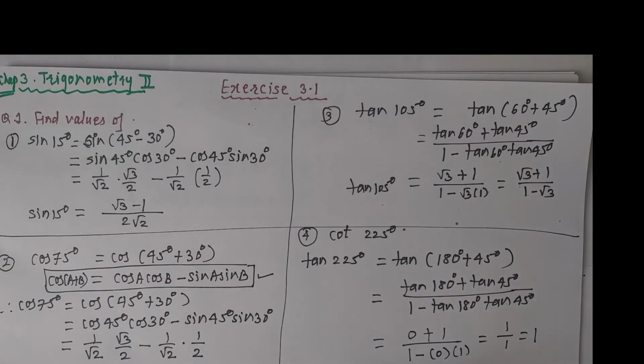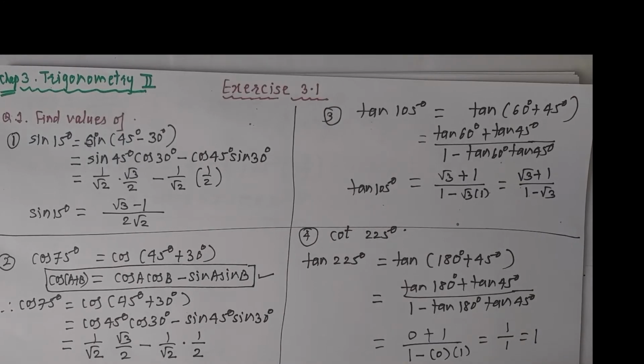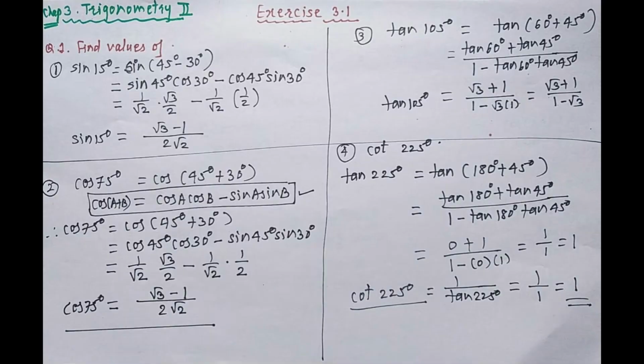Okay. And what will be cot 225 degree? Cot 225 degree means 1 upon tan 225 degree. Okay. Keep the value of tan 225 degree equal to 1, and in this way we have got the value of cot 225 degree is equal to 1.